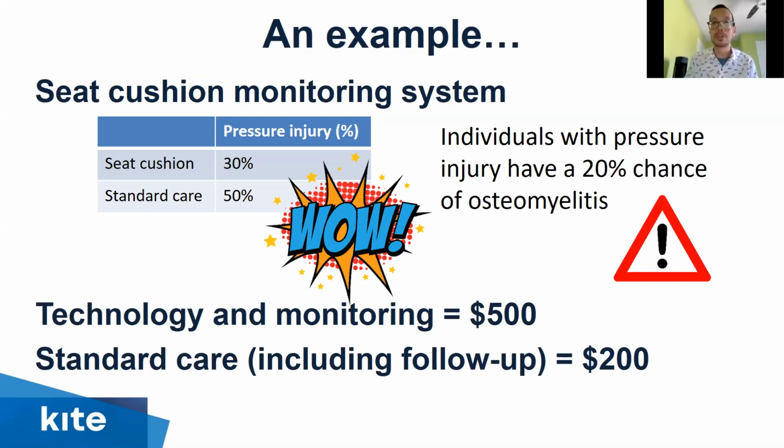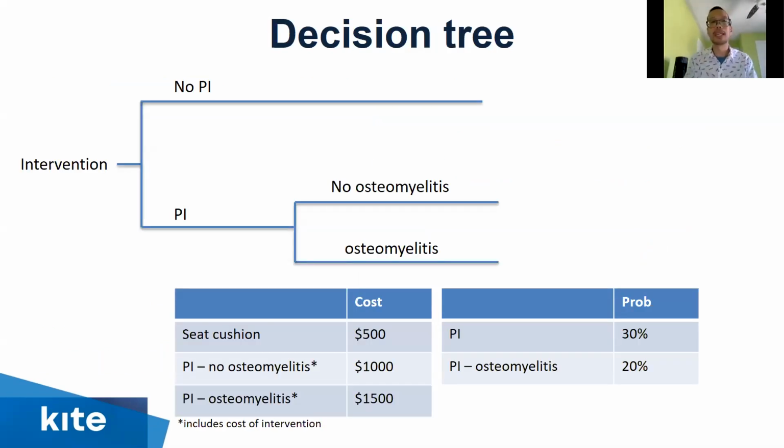So if we were to translate this to a decision tree, we would have something similar to this. We would have an intervention, and when they receive the intervention, they can either have a pressure injury or they won't. From what we saw in the example, that probability is 30% that they would have a pressure injury. And then for individuals who have a pressure injury, their chance of experiencing a bone infection is 20%.